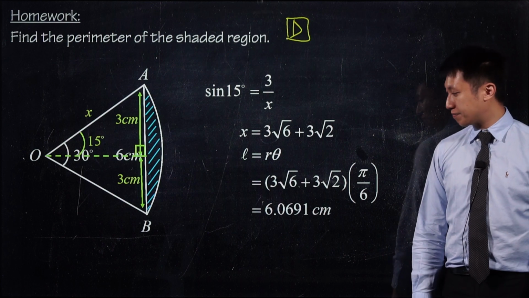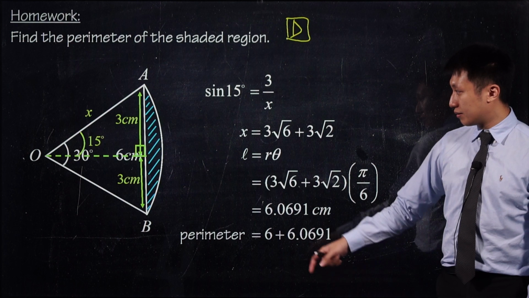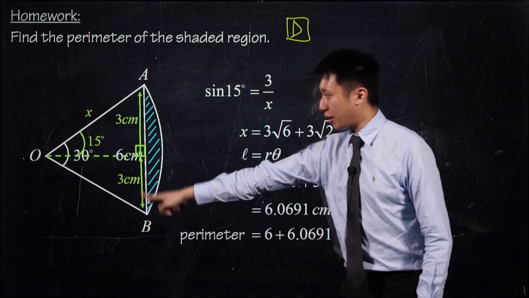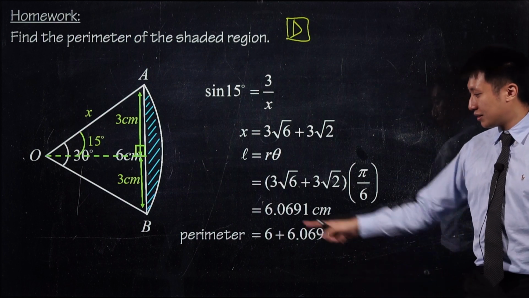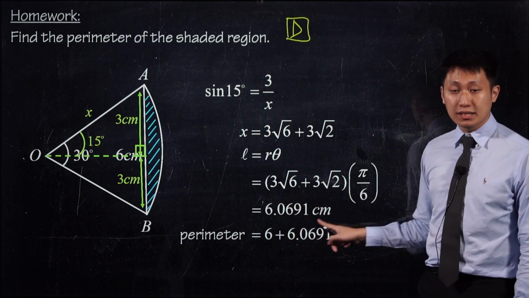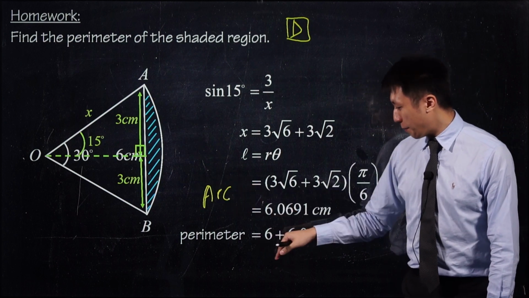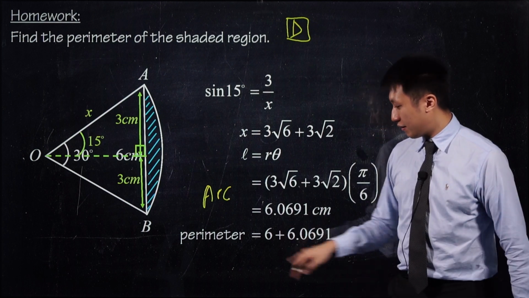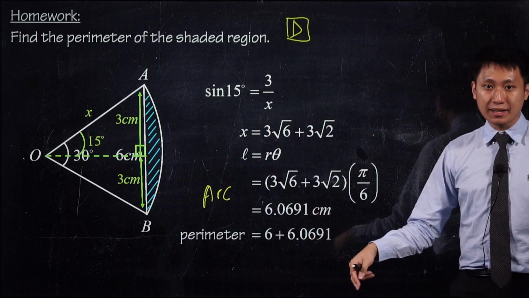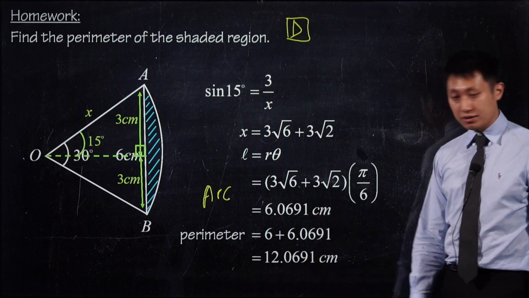All right. So perimeter of the shaded region is this one plus this one. Which one is bigger? This one is 6.0691, it's the arc, right? And this 6 here is the line. Arc is slightly bigger than line, so it's correct. And you get this one, 12.0691.